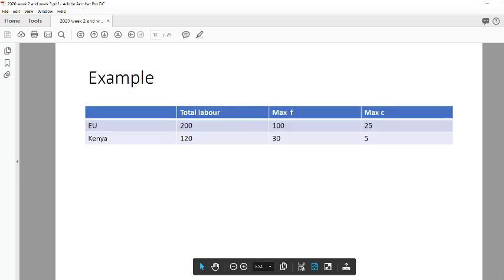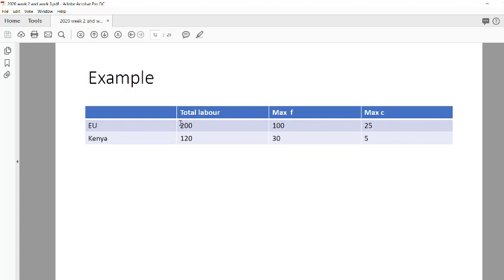So what we're doing is we're still using the first table, the amount of laborers. But all that we're doing now is saying, okay, the EU has 200 laborers. Kenya has 120. What does that mean in terms of how much food I can produce with 200 laborers, how much chemicals I can produce with 200 laborers, and similarly for Kenya for the 120 laborers.